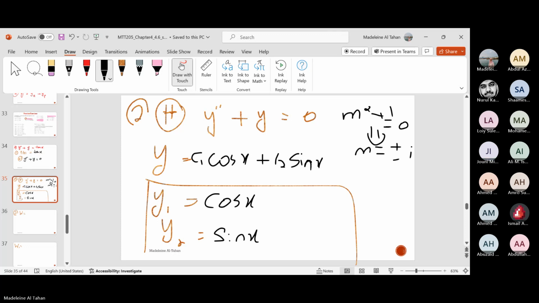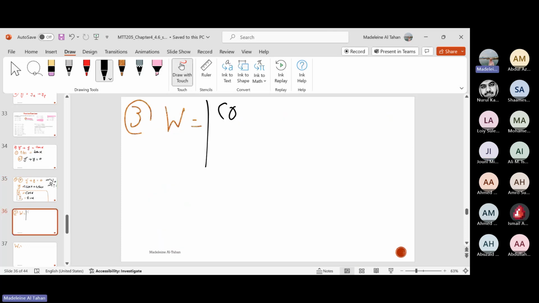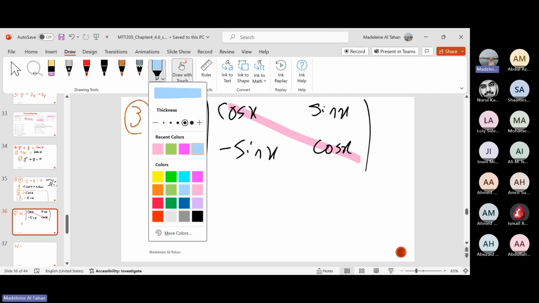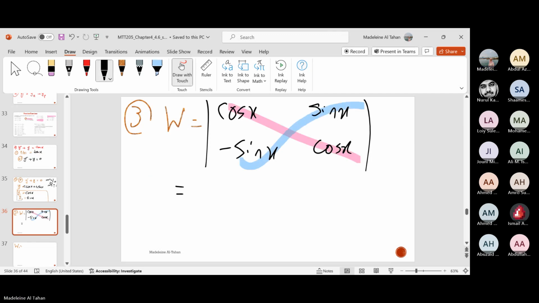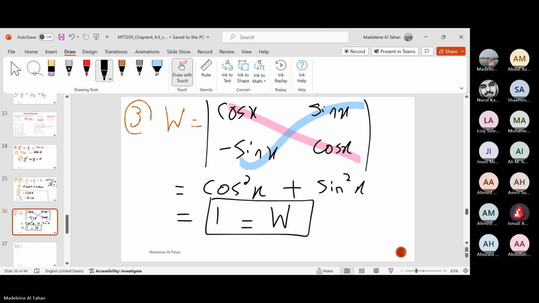Yes. The Wronskian now, it is Y1 and here Y2. Derivative of cosine is negative sine, and this one. So main diagonal minus the second diagonal. We will get cosine square x minus minus, we'll get it as plus sine square x, which is 1. So this is our W. Is it clear, miss? Clear?